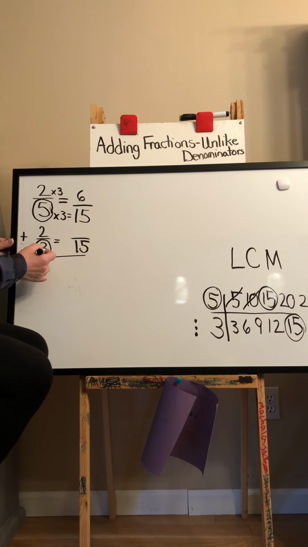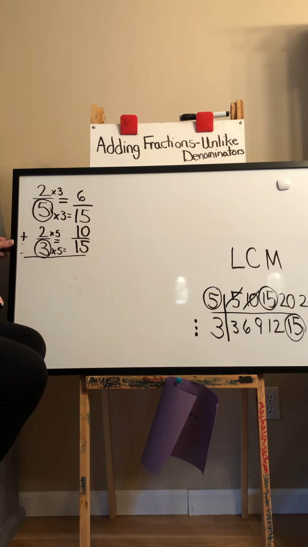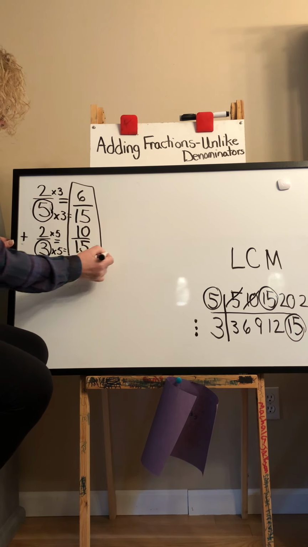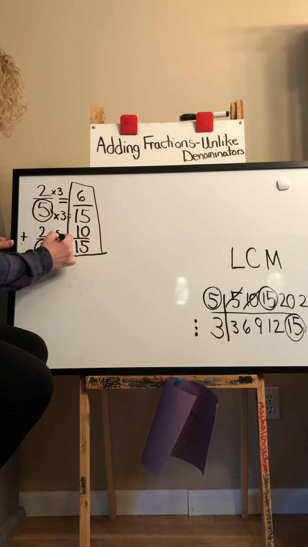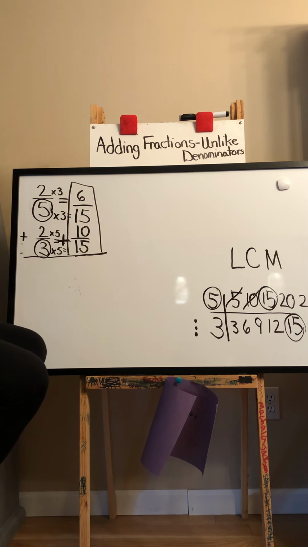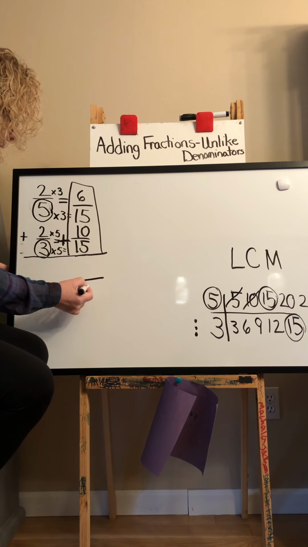So now I'm going to take the denominator 3 and I would have to multiply it times 5. 3 times 5 equals 15. So I will multiply the numerator also by 5. 2 times 5 equals 10. Now I have a new problem. This is my new problem. 6/15 plus 10/15. I now have two fractions with 15 as the common denominator.